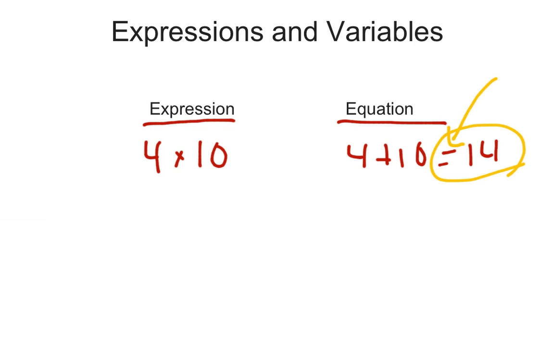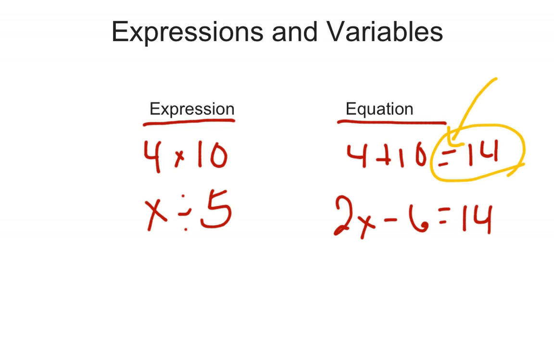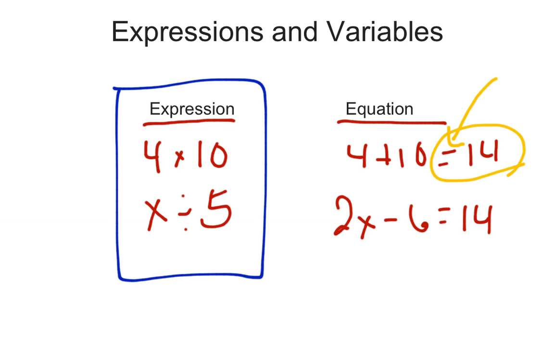So you can just have regular old numerical expressions and equations like I have it, or you can throw variables into the mix too. If I did something else like x divided by 5, that's also going to be an expression because there's no equal sign involved. The equation is going to be something like 2x minus 6 equals 14. So the difference between expression and equation, the equation always has the equal sign. What we're going to be solely talking about today is this part of it. We'll do equations another day, but today we're going to be talking about what an expression is.